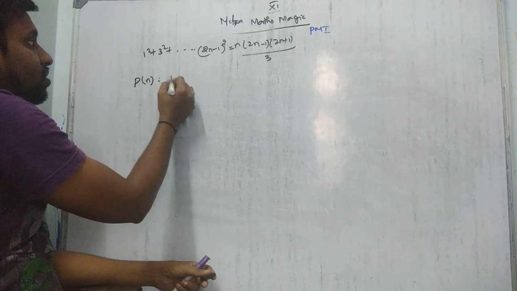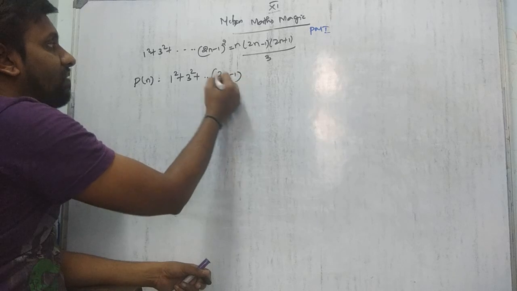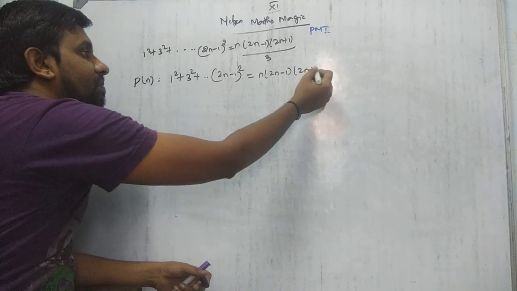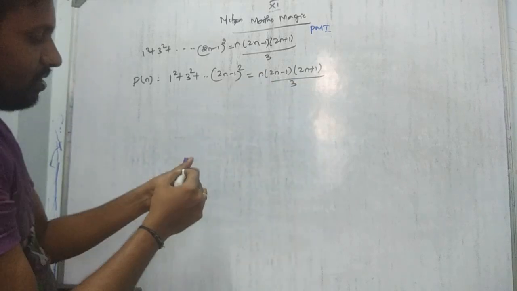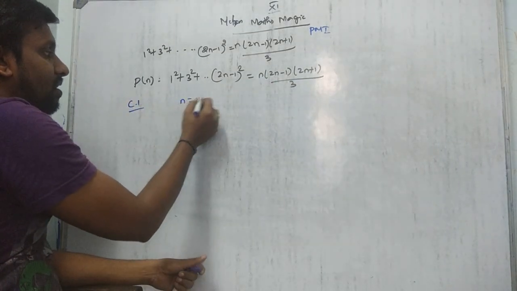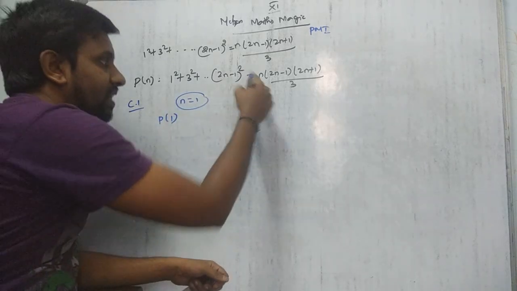First, when the question is given, imagine it as P of n: n into 2n minus 1, 2n plus 1 upon 3. So case number 1: n equal to 1, we have to say. Then P of 1, split it into two sides. Wherever n comes, put 1.